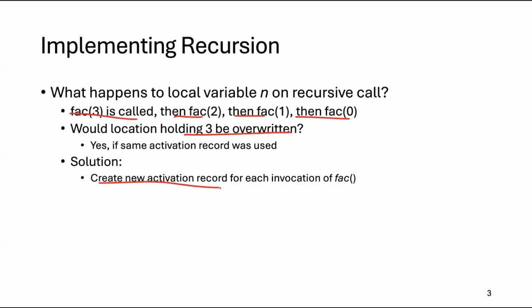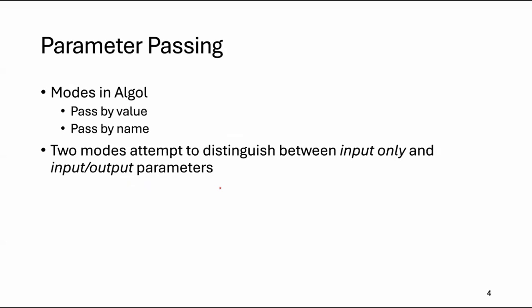So whenever you call a function and jump to a second function, or call a procedure and jump into a second procedure, you have to create an activation record to keep track of the previous procedure call. Now, we have to think about how Algol does parameter passing. What different modes are supported in Algol? Algol provides two modes for parameter passing: pass by value or pass by name.